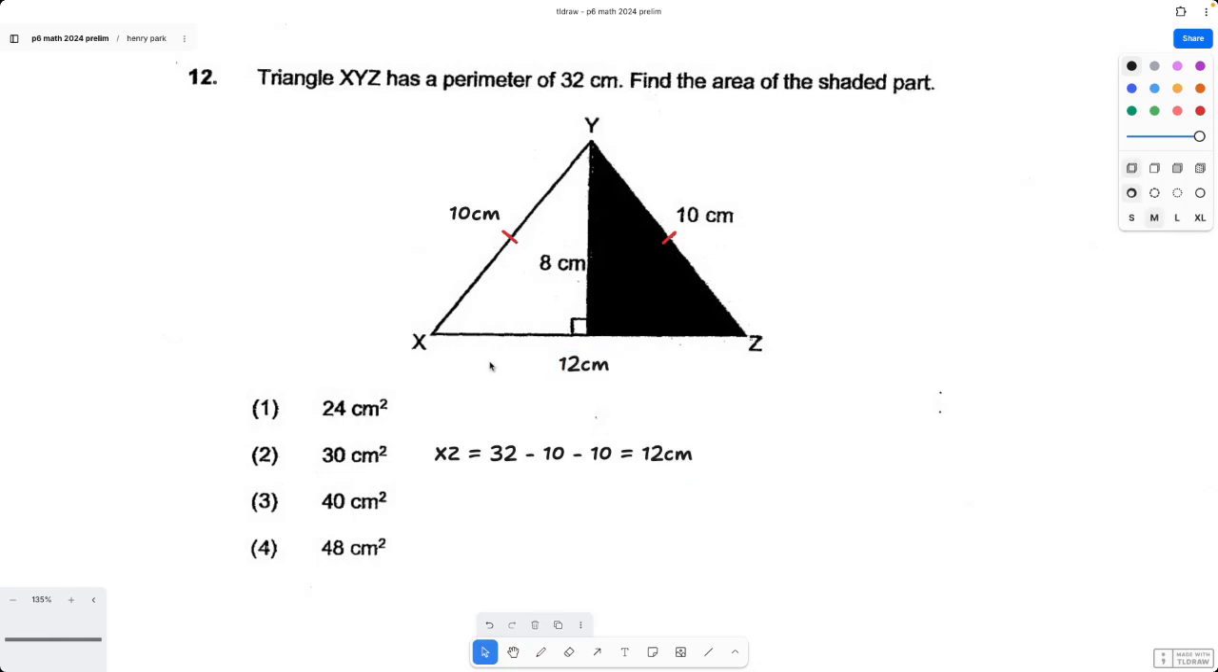If XZ is 12 centimeters, then what about half of it? This is half. So half of this will be, how do you spell it?